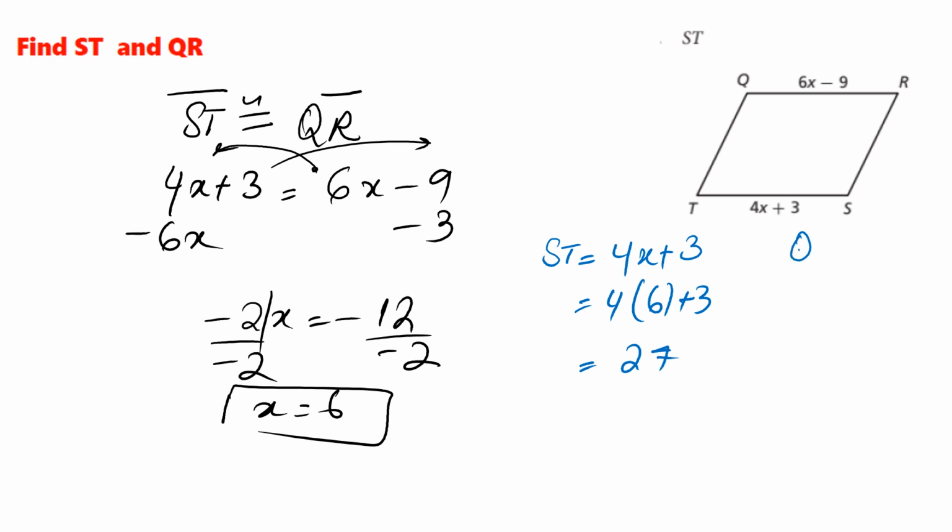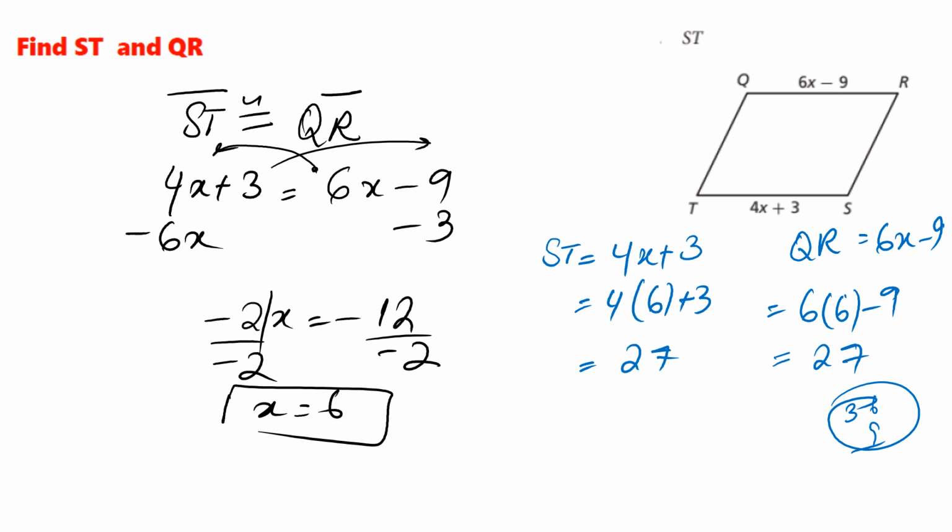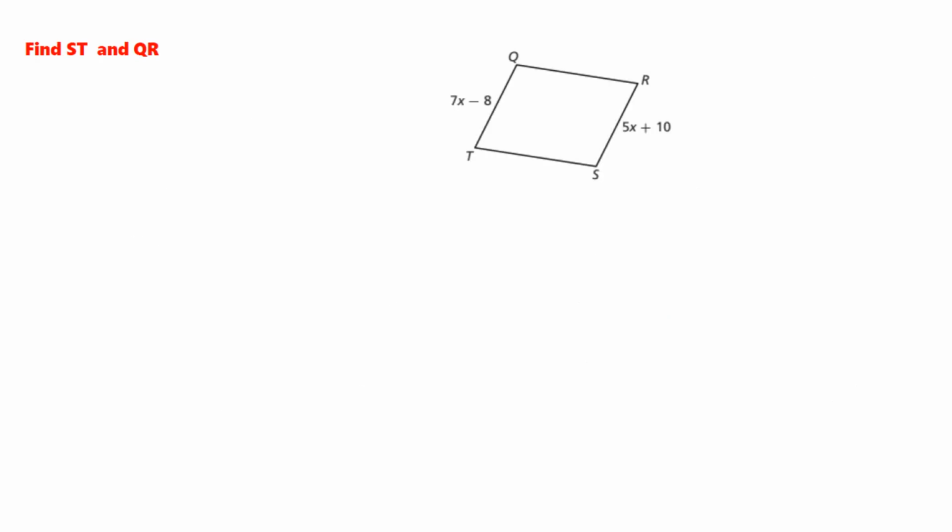Now find out the QR, which is 6x minus 9. Replace x by the 6. So 36 minus 9 is 27, which is also 27. I was stuck because I thought my calculation was wrong. So they are equal to each other.